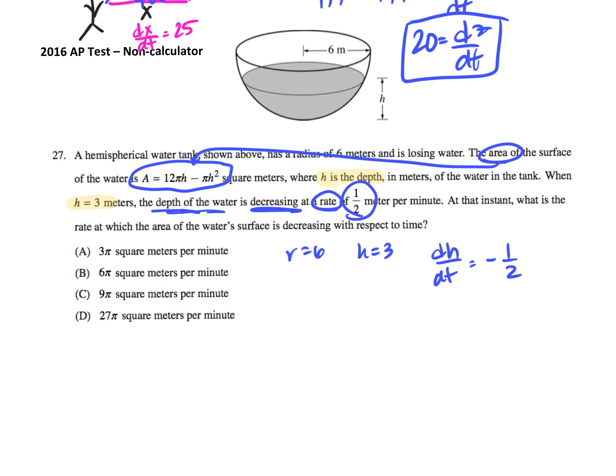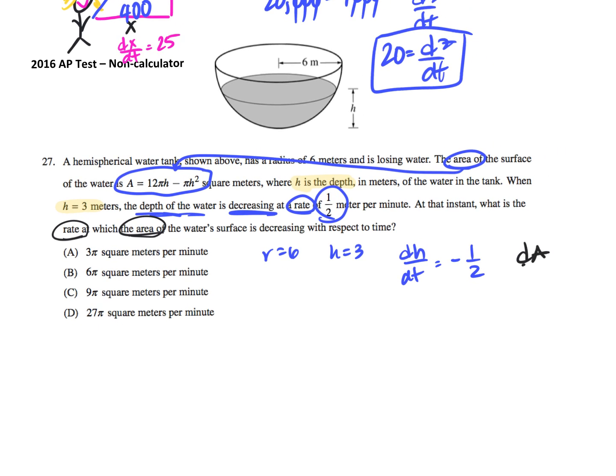At that moment, what is the rate? They want to know what is the rate of the area. They want dA/dt. You guys are good. Or A prime. You could write it as A prime. I'm down with that. You guys, here's A. Who's going to do that derivative for me? Because we got to then plug some stuff in.